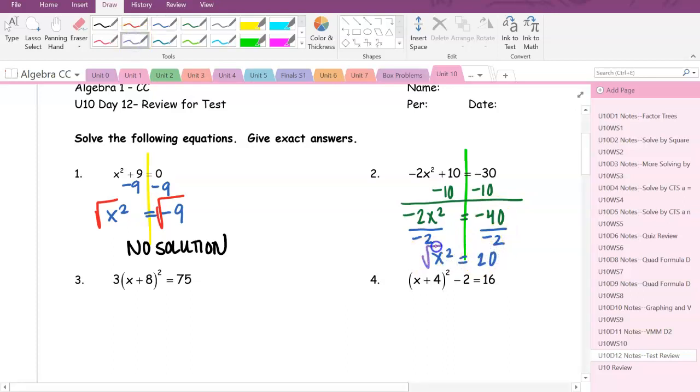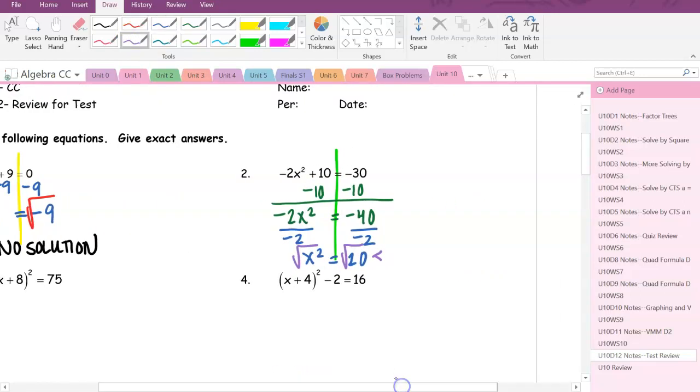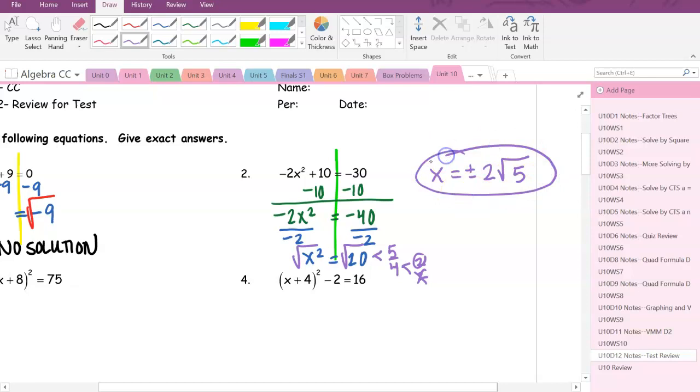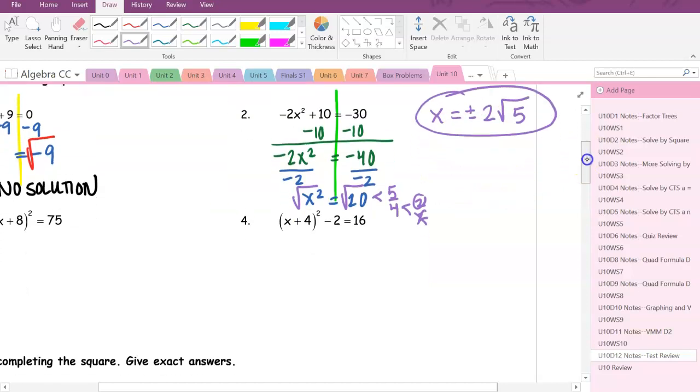Now we can go ahead and root both sides, and we'll do a factor tree with our 20. So 20 breaks down to 5 and 4, and 4 breaks down to 2 and 2. Since we have a pair of 2's, our 2 is going to come out of the root. And since our 5 does not have a pair, it stays underneath the root. Make sure you have that plus or minus, because remember there are 2 solutions for these.